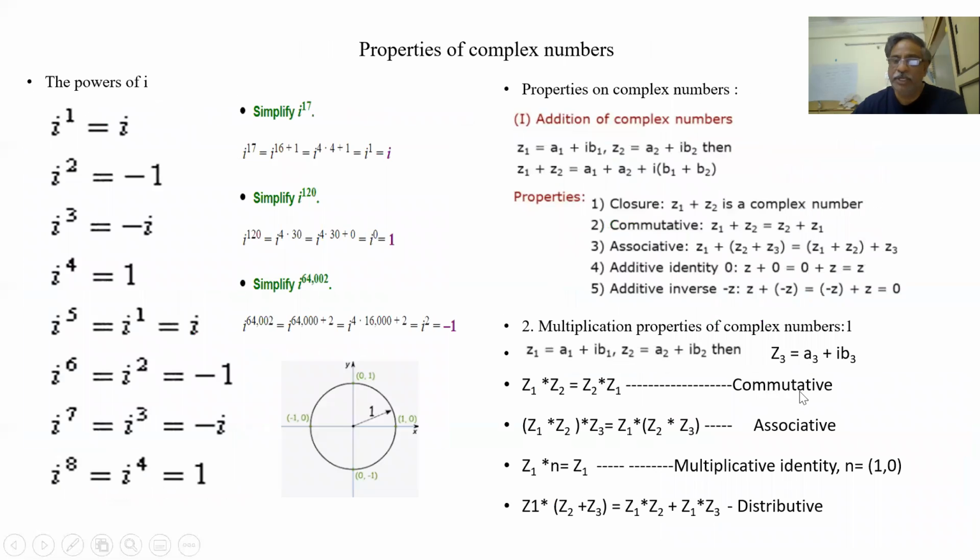So this is commutative. What is associative? I can rearrange the terms in multiplication. Z1, Z2 I can first multiply, then I can multiply Z3, or Z2, Z3 first and then Z1.